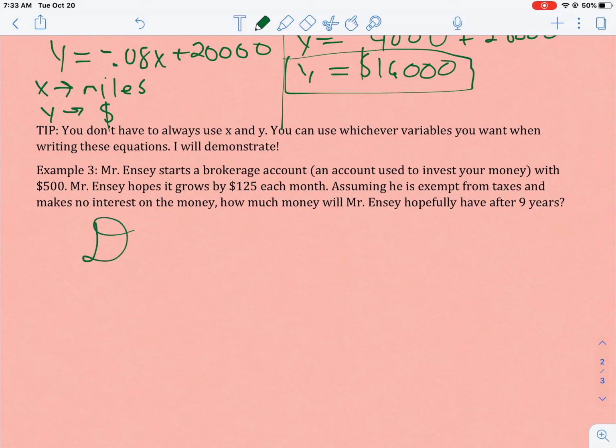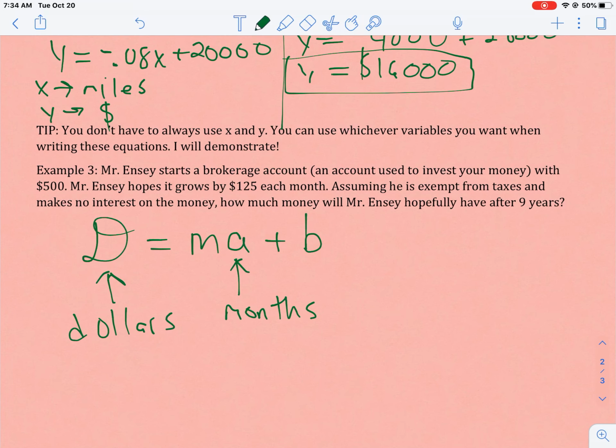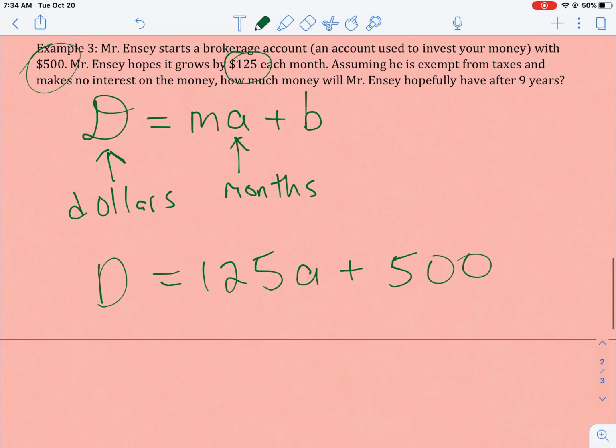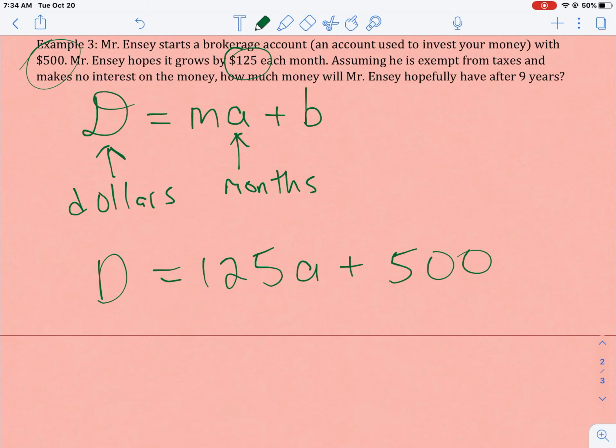So I'm going to say D for dollars equals M, the slope. I'm going to call A the months, plus B. So A is going to be months. D is going to be dollars. So again, D equals, the slope is 125 because it's going up 125 a month, A plus $500, that's where I started. Okay, so this is my equation.